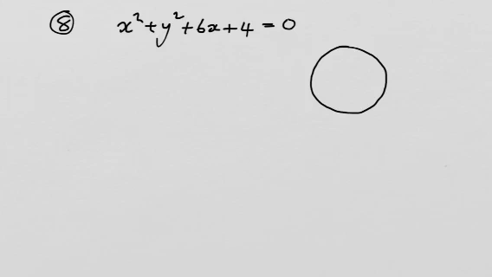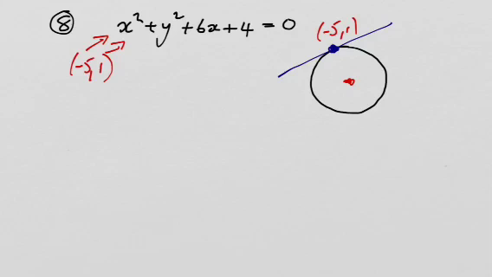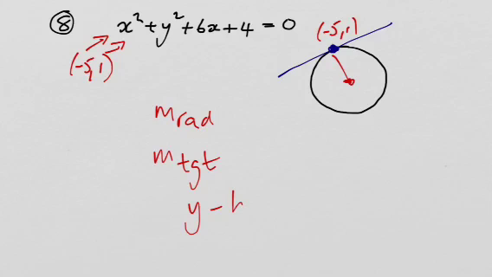Lastly, prove that the point minus 5, 1 lies on the circle. Well, that's just a case of substituting these numbers into that formula, and hopefully you get 0 coming out. Secondly, find the equation of the tangent. Well, there's your tangent. We know the point, the question just told us, minus 5, 1. We know the centre of the circle, we can get that by looking at it. We can get the gradient of the radius. That's going to give us the gradient of the tangent. And then we can use y minus b to get the final answer.